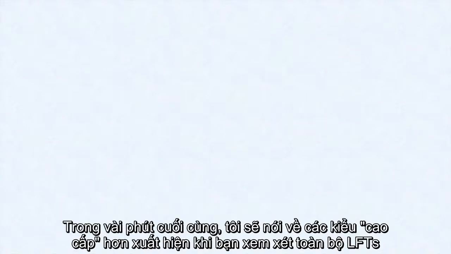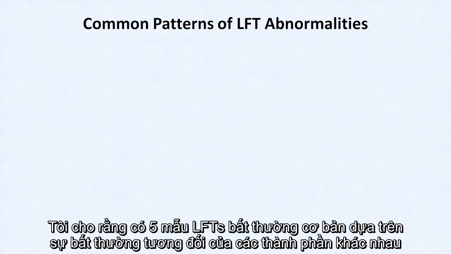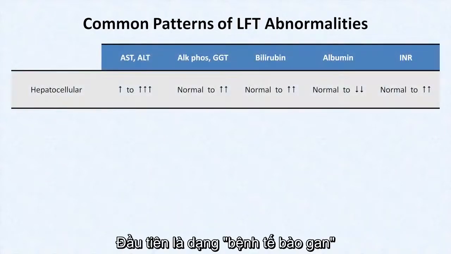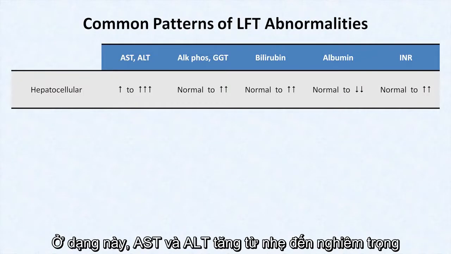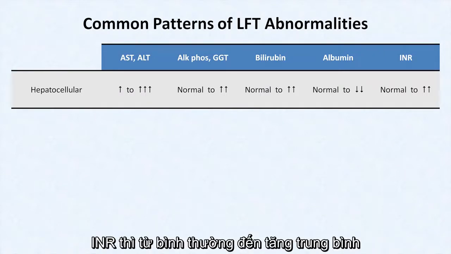In the last several minutes, I'm going to discuss the higher level patterns which emerge when looking at the LFTs as a whole. I consider there to be 5 basic patterns of LFT abnormalities based on the relative derangements of the various components. First is the hepatocellular pattern. In this, the AST and ALT are mildly to severely elevated. ALK-Phos and GGT, as well as bilirubin, are normal to moderately elevated. Albumin is normal to moderately decreased, and the INR is normal to moderately increased.